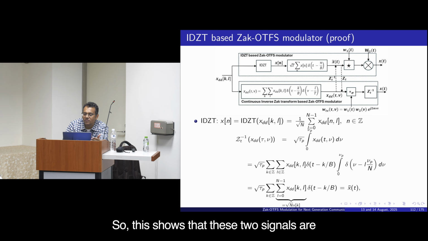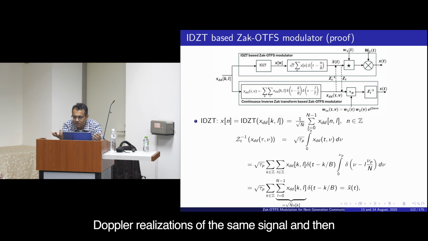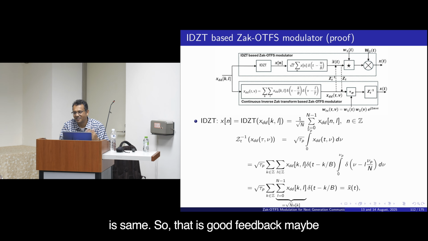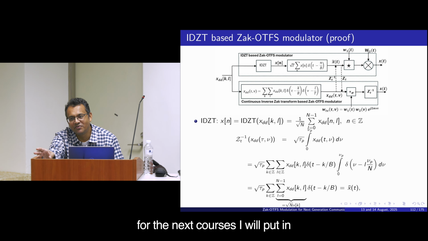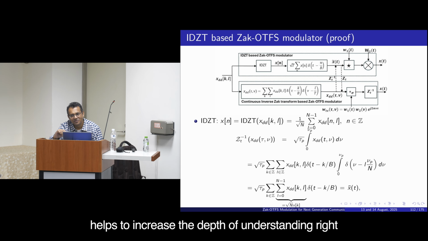So, this shows that these two signals are basically the time and the delay Doppler realizations of the same signal. And then we showed that this is anyways equivalent, and therefore, this xt and this xt are the same. So, that is good feedback. Maybe for the next courses, I will put in more of these short proofs. I think that helps to increase the depth of understanding, right.